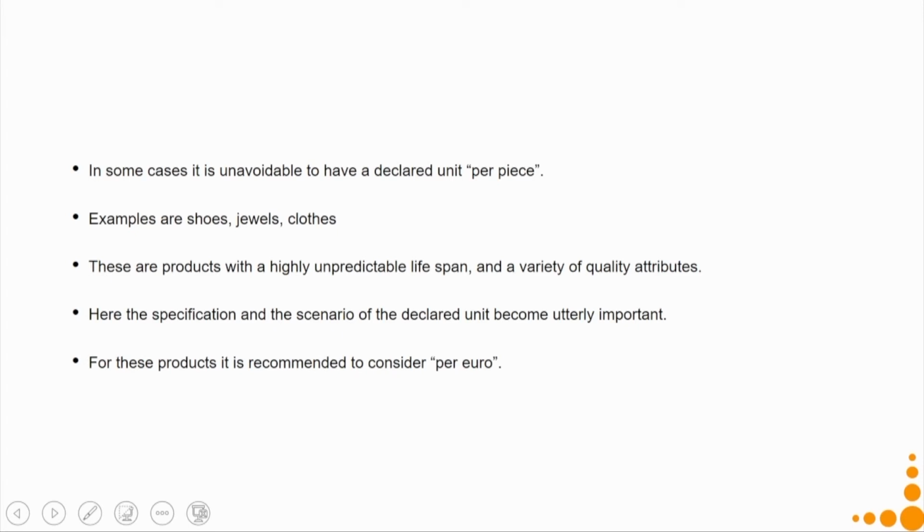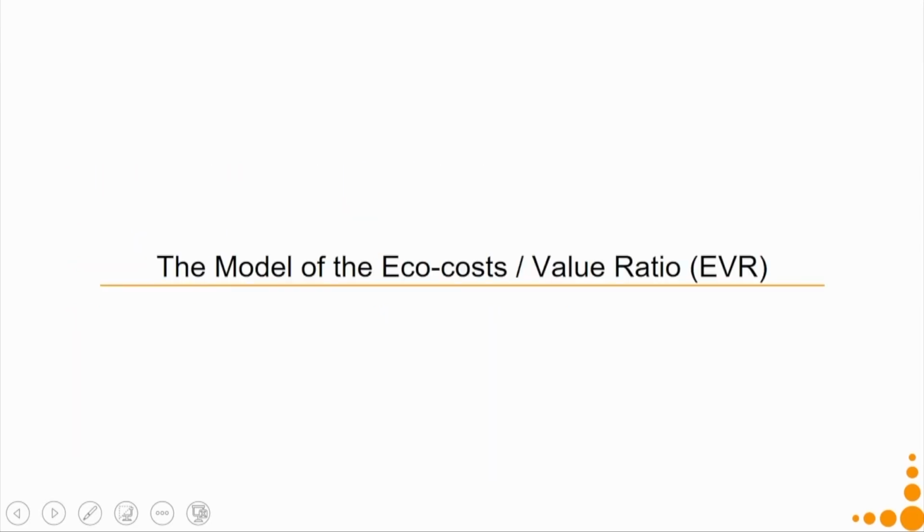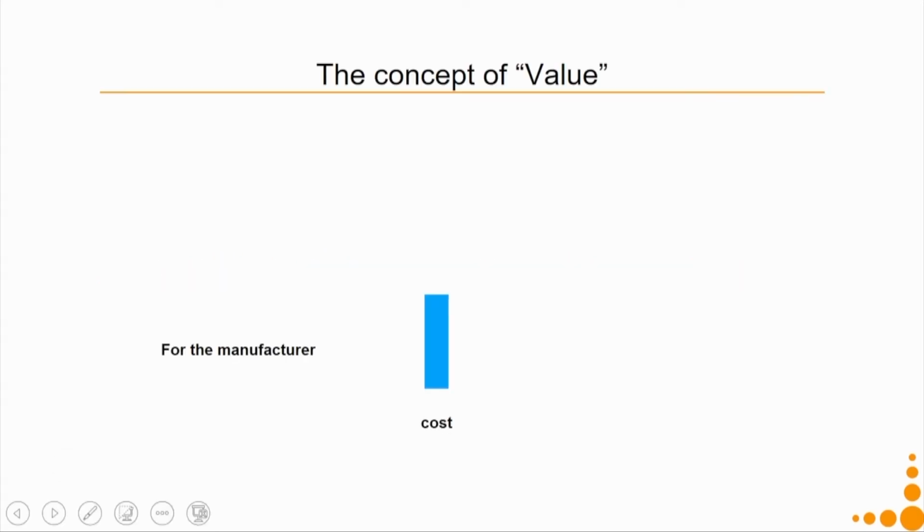So, for these products it is recommended to consider per euro. So, rather we can do it per piece, but a better way of doing it is per euro. What do we mean by that? This is called the model of eco cost by value ratio, or the EVR model. So, let us define the concept of value.